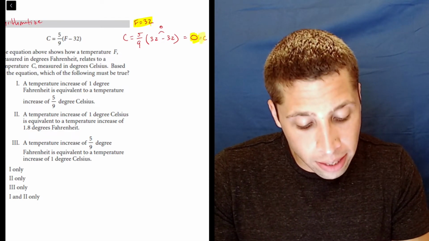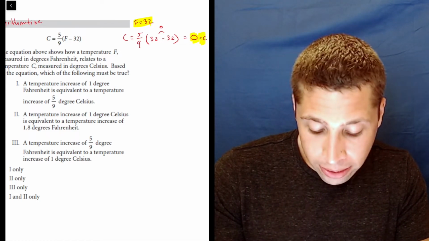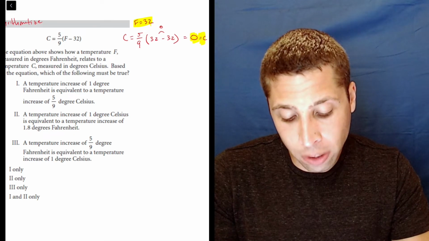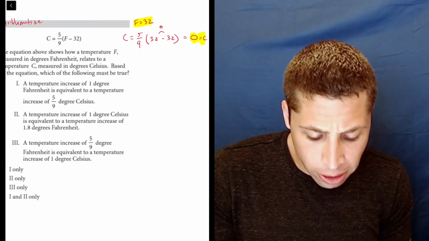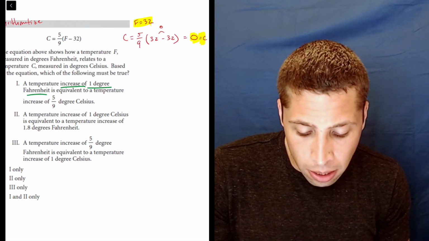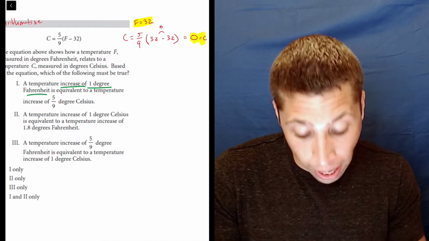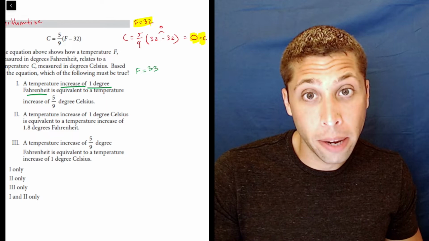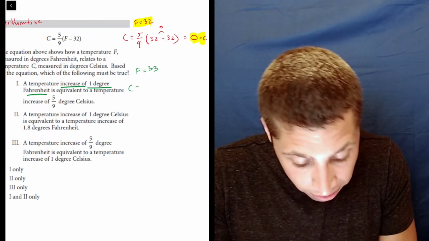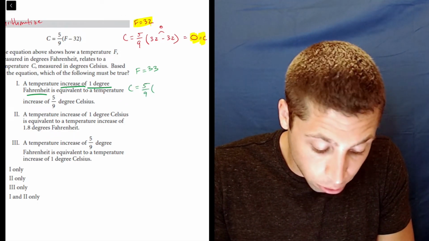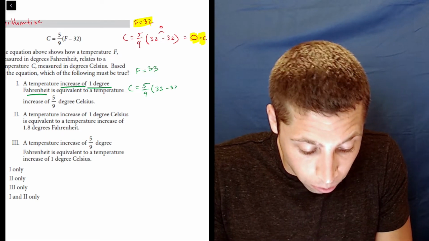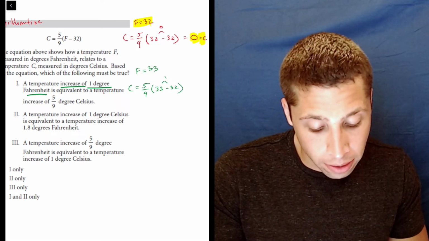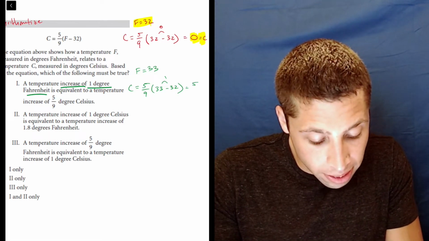All right, let's write the C. So why does that help me here with Roman numeral 1? Well, it really doesn't until I just treat Roman numeral 1 as an instruction. Because they're telling me to increase the temperature by 1 degree Fahrenheit. I can do that really easily. Now F is 33. What happens to the Celsius temperature when I increase that by 1? Well, again, this is not that hard of math. 33 minus 32 is 1. So 1 times 5/9 is 5/9.